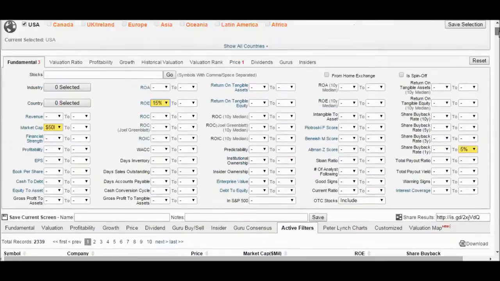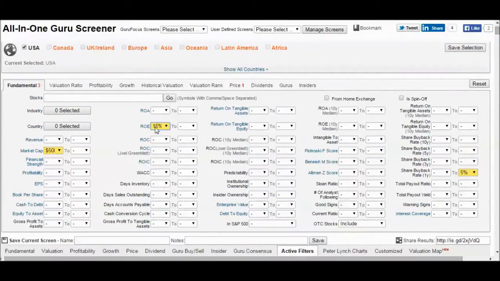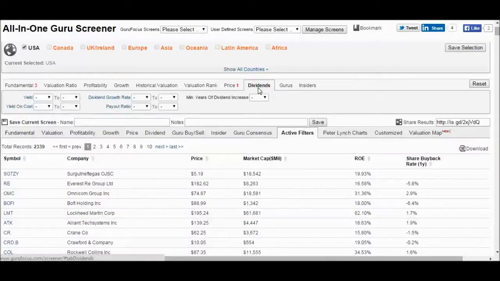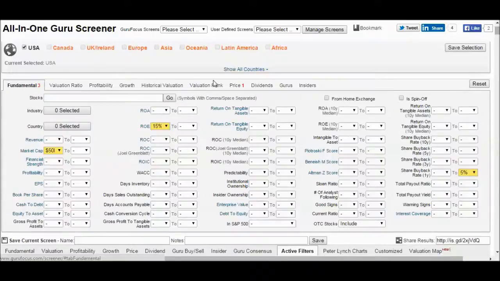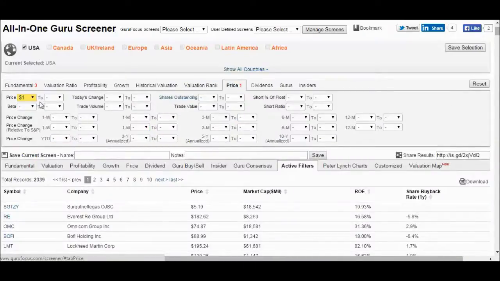In this instance, I set the default 15% return on equity, and a market cap of at least $50 million. Share buyback rate, so we can say companies that aren't buying back more than 5% of their shares. And you can add other things like insider ownership, if you want executives that own the company. If you want to make sure the company doesn't have much debt. If you want to factor in dividends, there's a dividend screener here. You can look for dividend yield or dividend growth rate as well. And of course, you can add in a price filter, a price of at least $1.